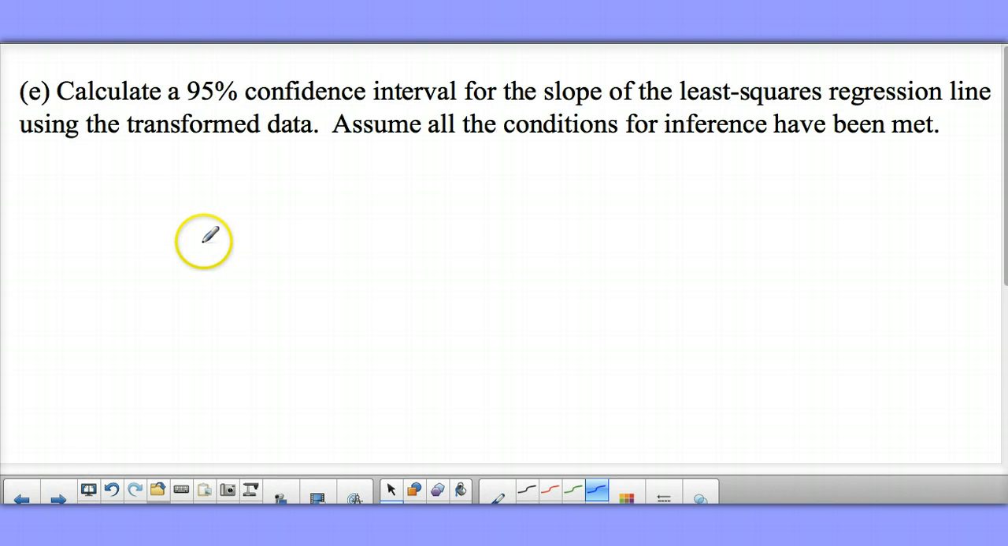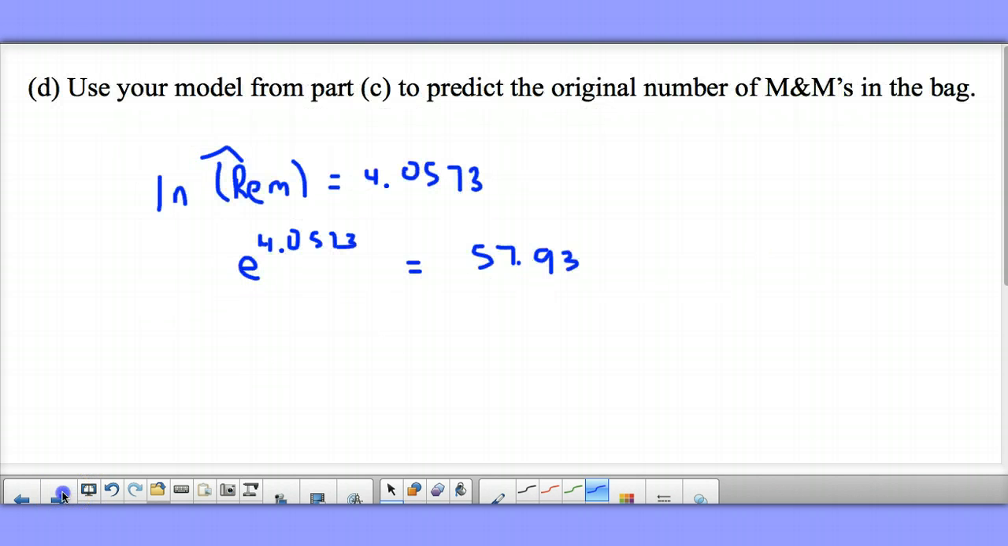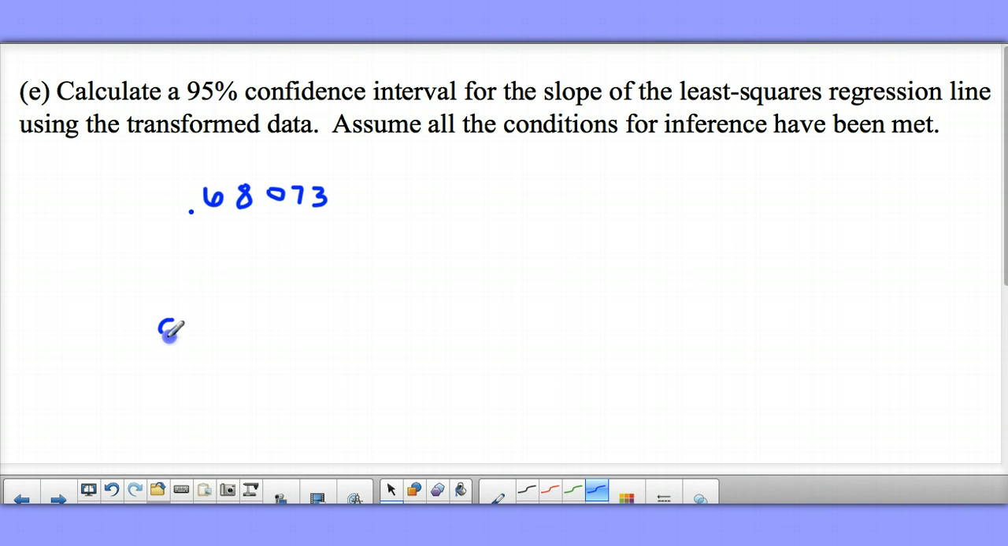So now let's calculate a confidence interval for the slope of our transformed data. Our slope for the transformed data was 0.68073. And then we're going to need to use a t star value. Now be careful here, I just realized we actually now have only 6 data points, so we're going to use a t star value with 4 degrees of freedom because we got rid of that last data point since we couldn't take the natural log of 0.